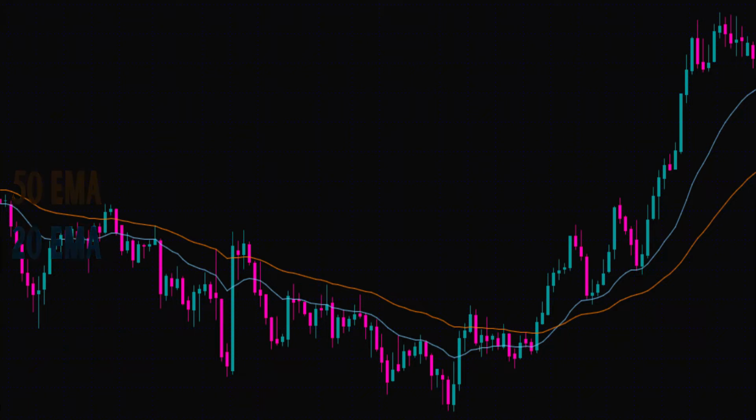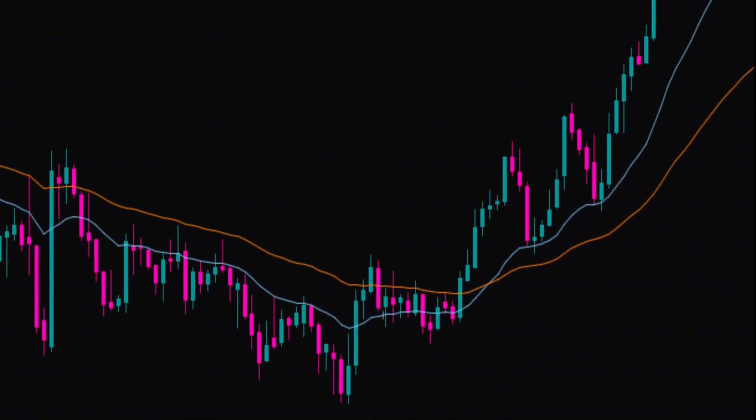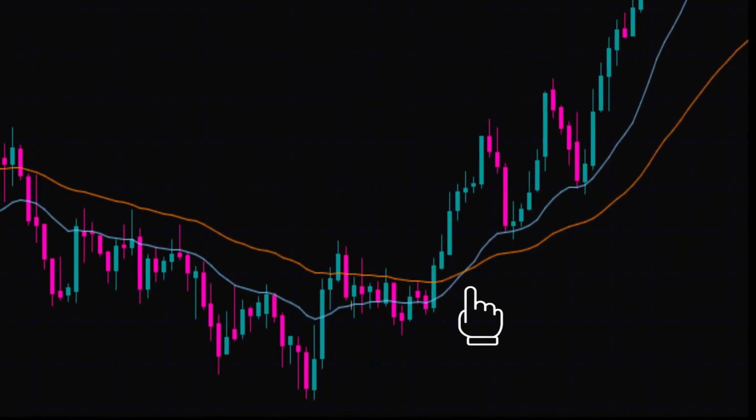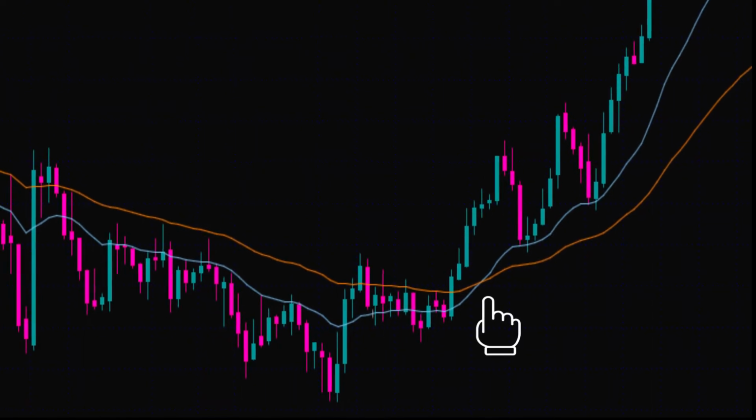The setup. A change in trend may be occurring when the 20-period exponential moving average crosses over the 50-period exponential moving average. This crossover is the signal that shows a change in trend might be occurring, not that a change in trend has occurred.